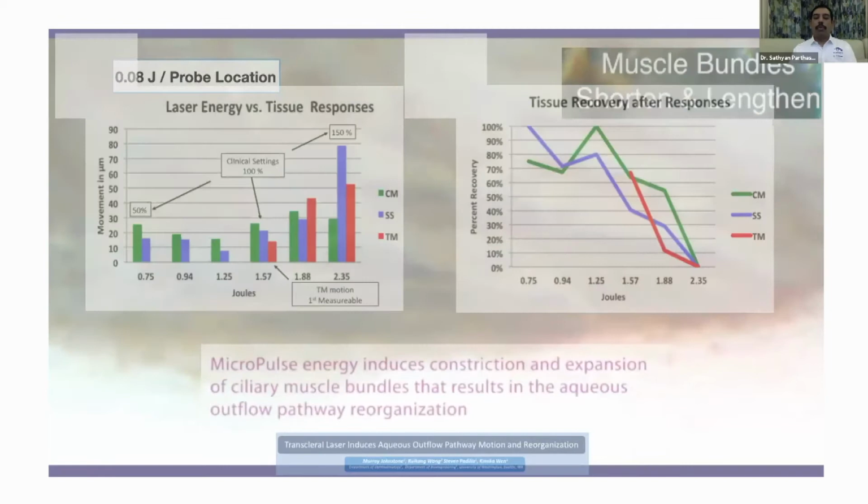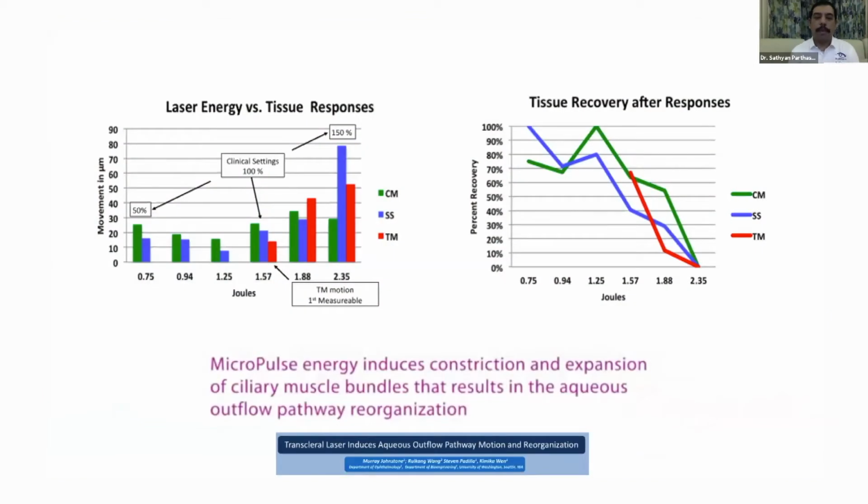So what does this MicroPulse do? The MicroPulse energy induces the constriction and the expansion of the ciliary muscle bundles that results in the aqueous outflow pathway reorganization.